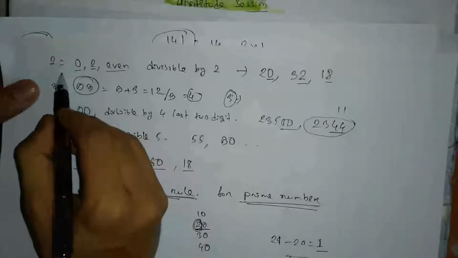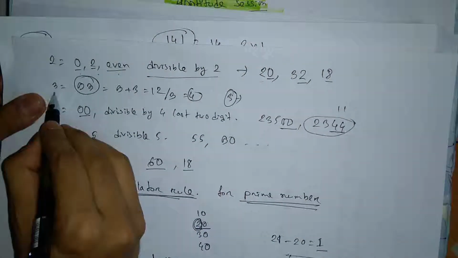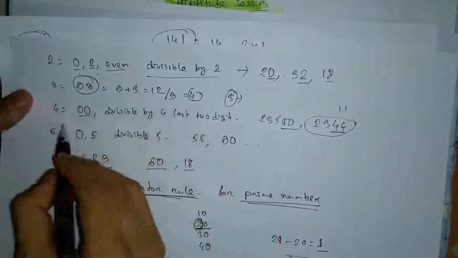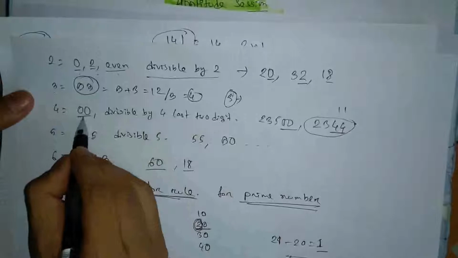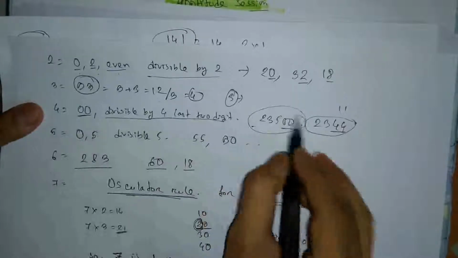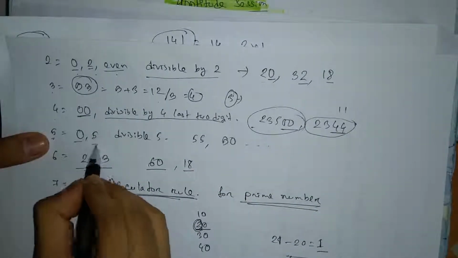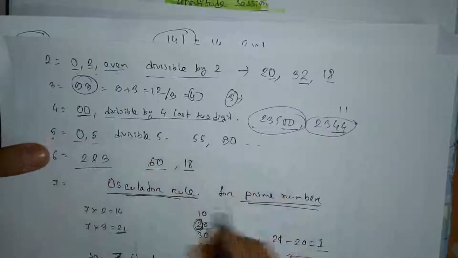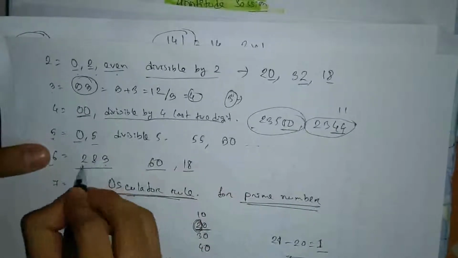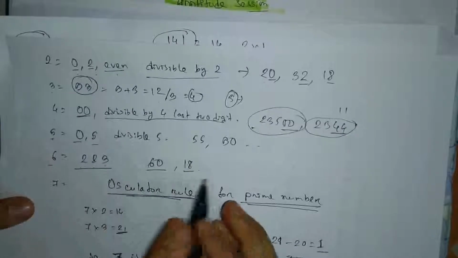In case of 2, the last digit should be 0, 2 or an even number, then it will be divisible by 2. In case of 3, the sum of all digits of a number should be divisible by 3. In case of 4, the last digit should be 0, or the last two digits should be divisible by 4, then the number will be divisible by 4. In case of 5, the last digit should be 0 or 5, then the number will be divisible by 5. In case of 6, the number should be divisible by 2 and 3 both, then the number will be divisible by 6.